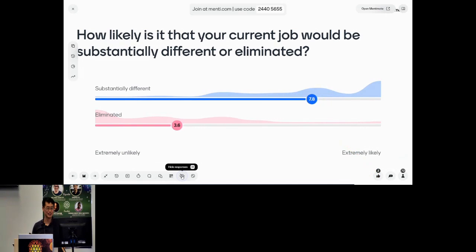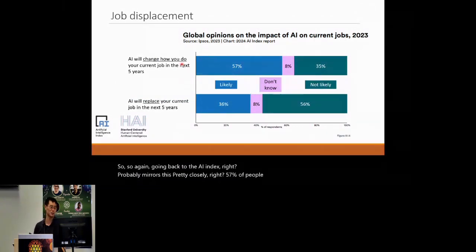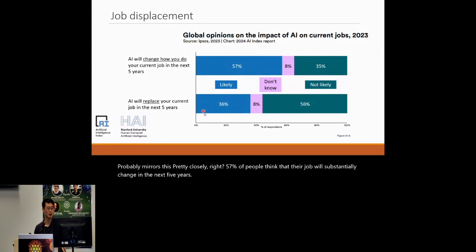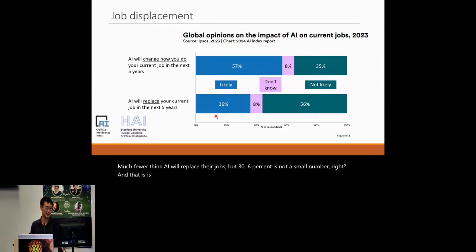Okay, great. So I think definitely people are feeling like substantially different is almost a no-brainer. Eliminated, 3.6 out of 10. So again, going back to the AI index, probably mirrors this pretty closely. 57% of people think that their job will substantially change in the next 5 years. Much fewer think AI will replace their jobs, but 36% is not a small number, and that is obviously a substantial concern.